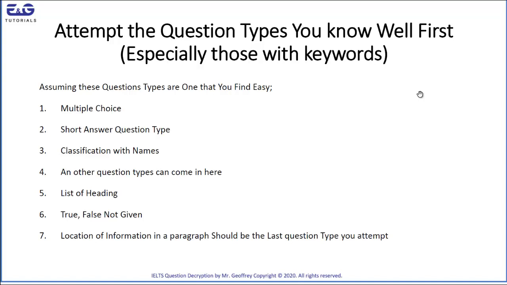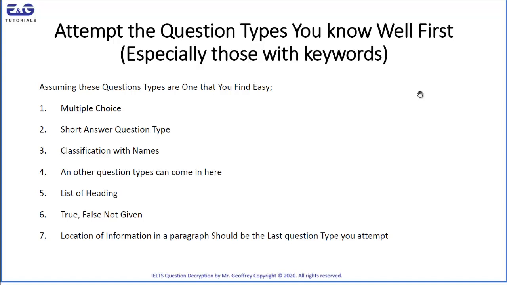Multiple choice, you got it covered. You answer your short answer question type. You deal with your classifications. Any other question type that can come in here, maybe matching sentence endings and all of that, you have your list of any, got it covered. Then true, false, not given, not too well, but it's okay. Then you do the location information in the paragraph because it's the last thing that you do. I get it, and you move on.